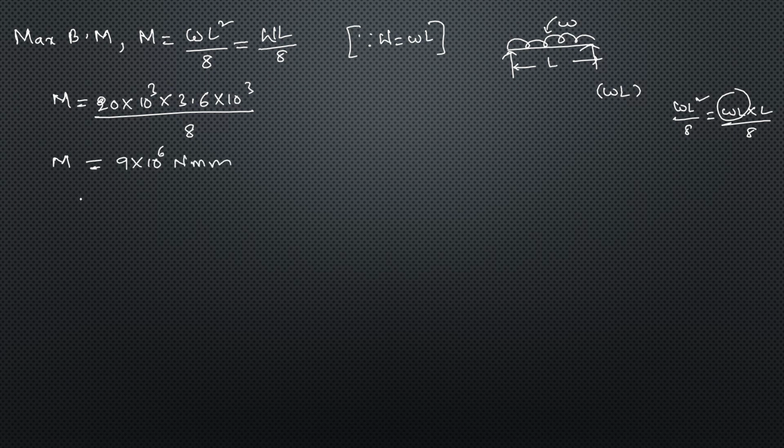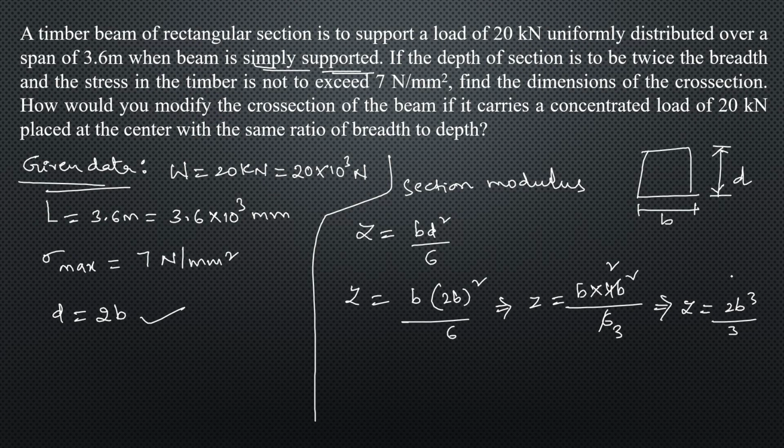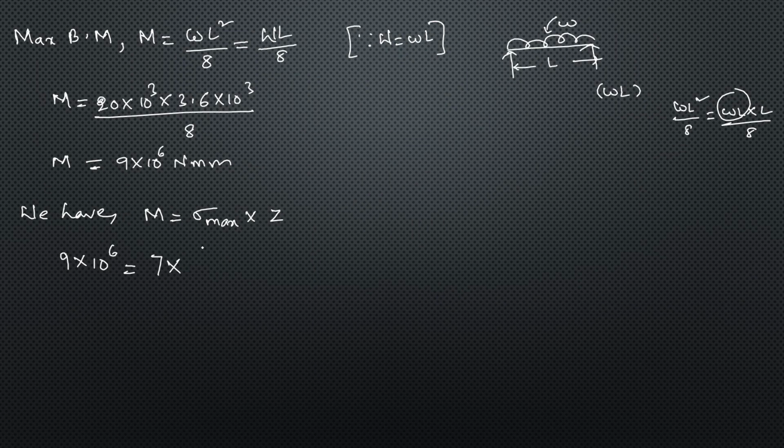Okay. Now we will keep this aside. As usual, we have the equation, right? What is that equation? We have M is equal to sigma max into Z. So we will take this relationship. What is the M value? 9 into 10 power 6, which is equal to sigma max, which is given to us as 7, into what is the value of section modulus we just now calculated? Here it is, 2b cube by 3.